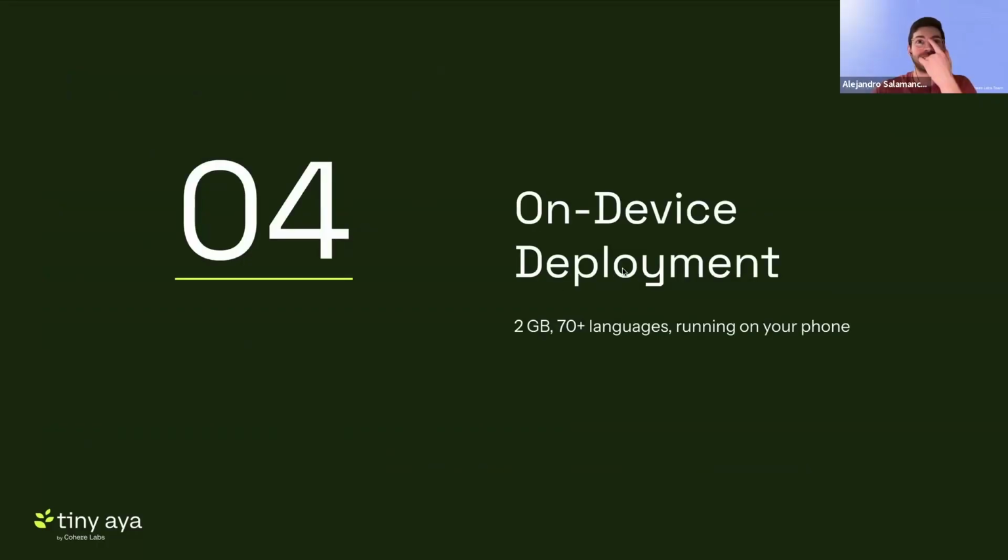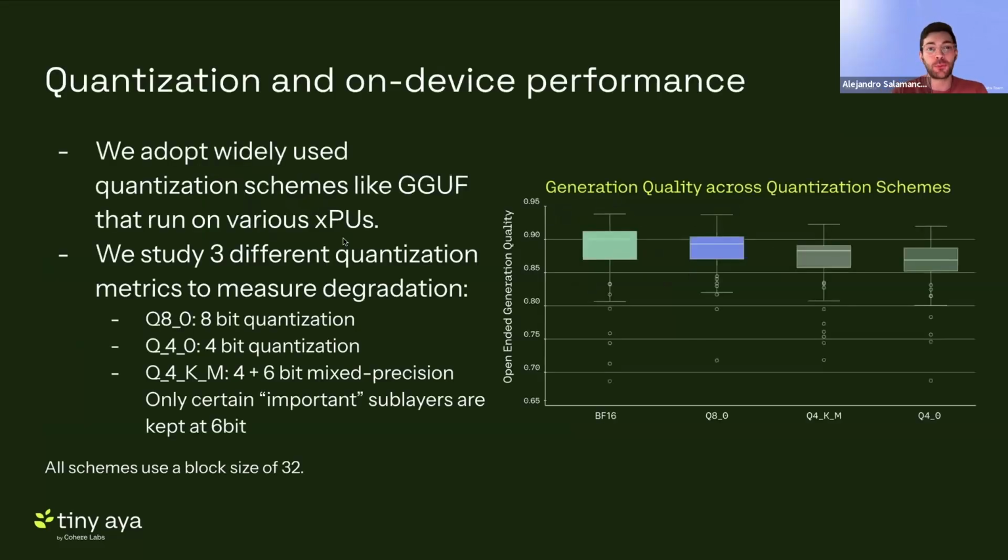All right, thank you, Julia. So yeah, I'm going to go through this section fast so we have time for questions, but stay with me for a couple of minutes. Let's look at on-device deployment and how Tiny Aya works offline. We also release quantized versions of our models at 3 different quantization levels, so 8-bit, 4-bit, and mixed precision quantization, which we recommend using because it reports the best results.